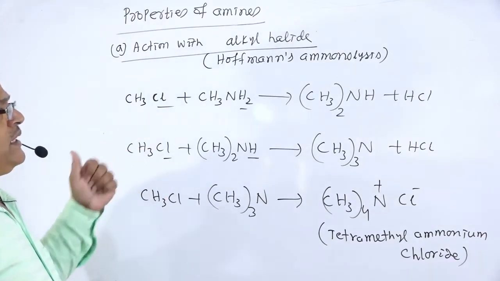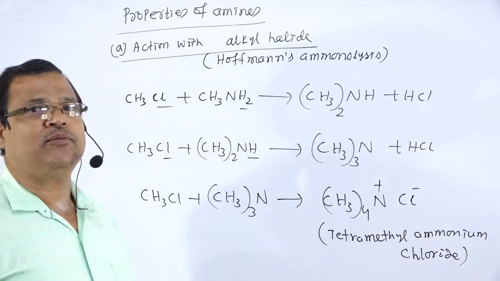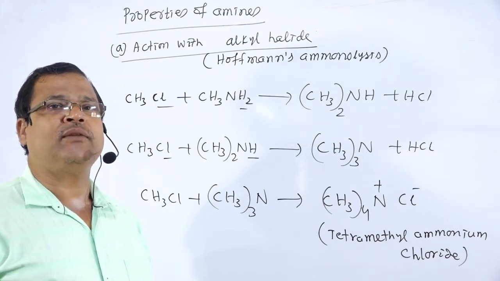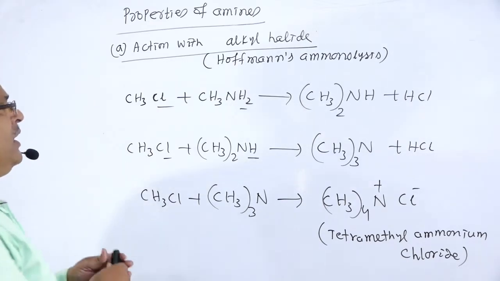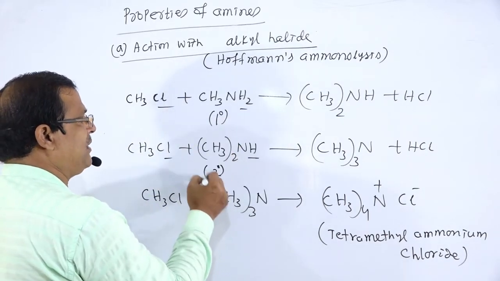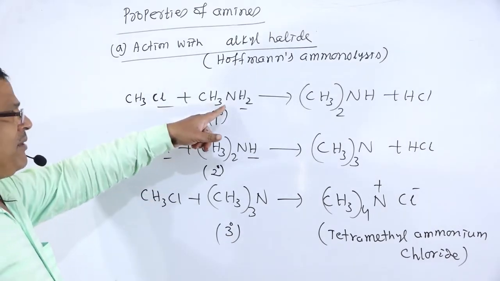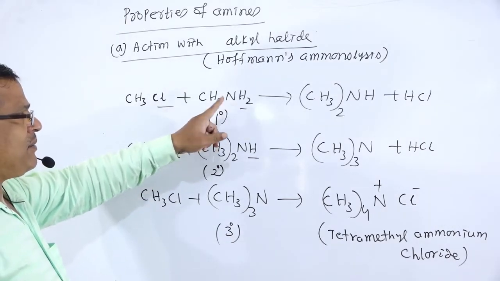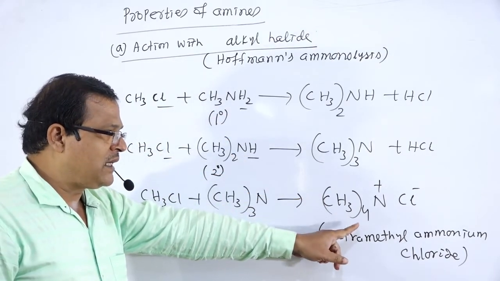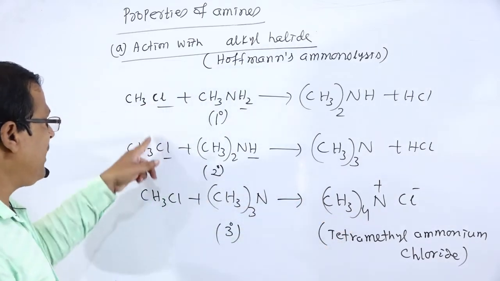So how to distinguish between primary, secondary and tertiary amines by taking this example, by the Hofmann's ammonolysis, that is action with the alkyl halide. This is the formula for the primary amine, this is your secondary amine, this is your tertiary amine. If we start from the primary amine to obtain that quaternary ammonium salt, tetramethyl ammonium chloride, how many alkyl halides are required? 3.